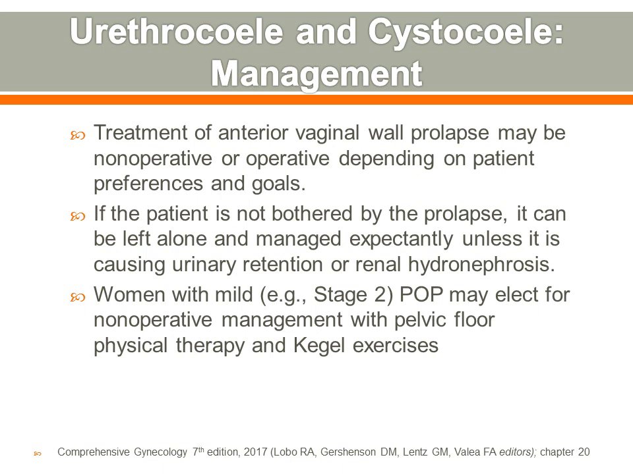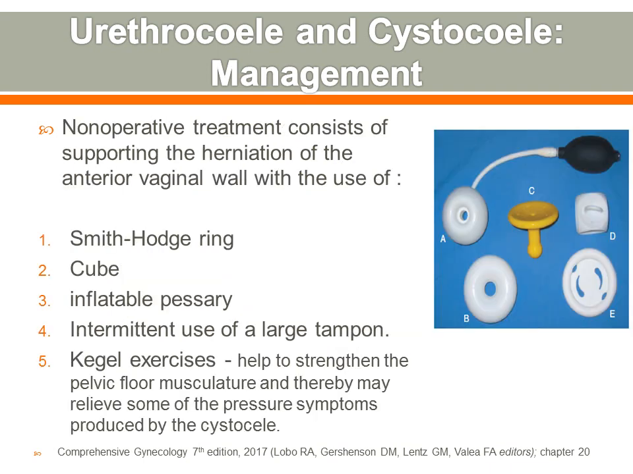For women with mild pelvic organ prolapse, they may elect for non-operative management with pelvic floor physical therapy and Kegel exercises. For the non-operative treatment, this consists of supporting the herniation of the anterior vaginal wall with the use of a Smith-Hodge ring, a cube, inflatable pessaries, intermittent use of a large tampon, or Kegel exercises.